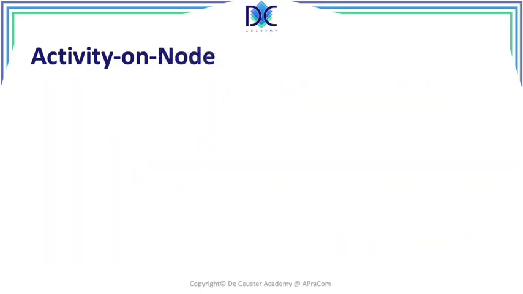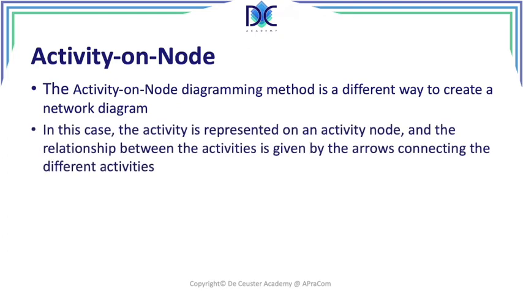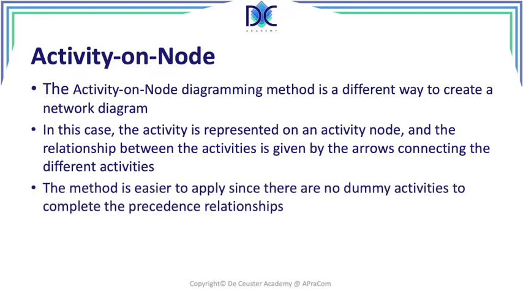Now, when we look at activity on the node, we have a different way to create the diagram, and we use a node, an activity node, and the relationship between the activities is given by arrows, and those arrows connect the different activities. The method is easier to apply. There are no dummy activities, and we can have different precedence relationships here. It provides more interesting possibilities.